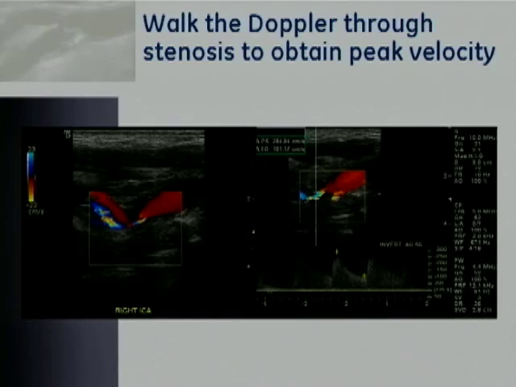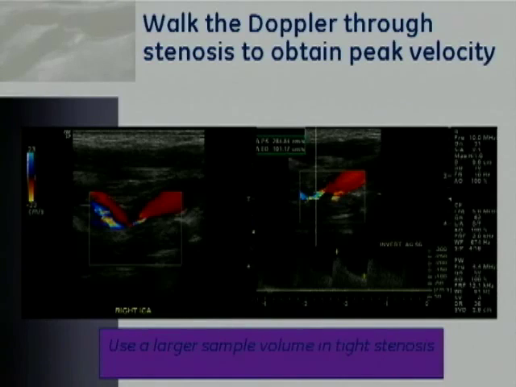On the other hand, in this very tough case, if I make the sample volume larger, it improves my chances of being able to obtain more than one waveform to improve my diagnostic confidence that I'm getting a real signal back from this area and something that's measurable and reproducible. So don't be afraid to open the Doppler sample volume. Use one that's larger than 1 millimeter for most of your carotid work, especially when you're in a tight stenosis.